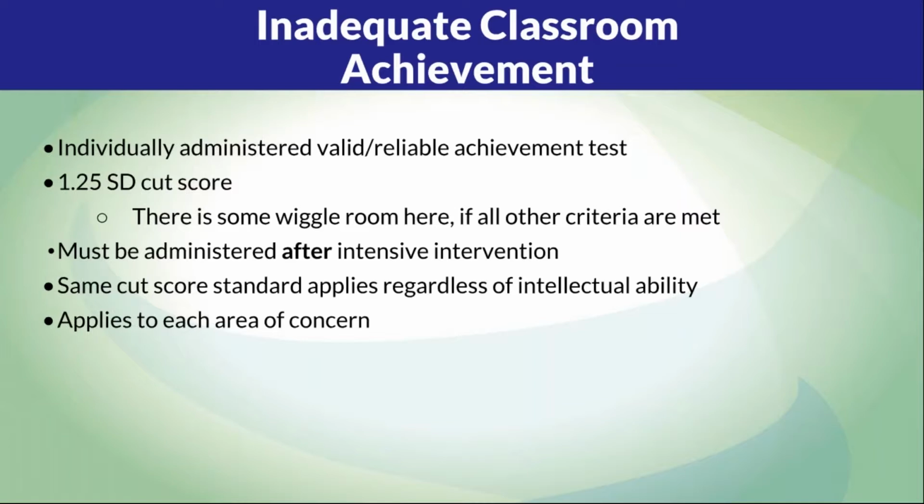And there is some wiggle room here because the scores are kind of funny in that if you get an achievement test, or it's the same for an IQ test, you may have a specific score, but that score actually represents a range. So if all other criteria are met for SLD, you can take the range that the score falls into. It has to be administered after the intervention, right? Because the whole idea is that you're trying to test the progress after the interventions are done. And the same cut score applies regardless of the student's other abilities. And you have to do that for each area of concern.